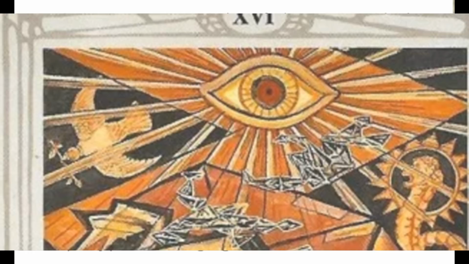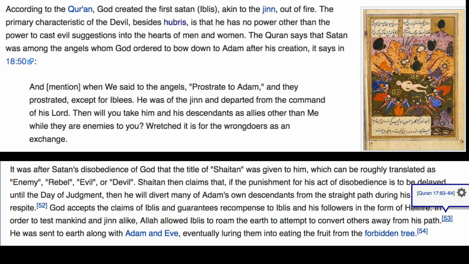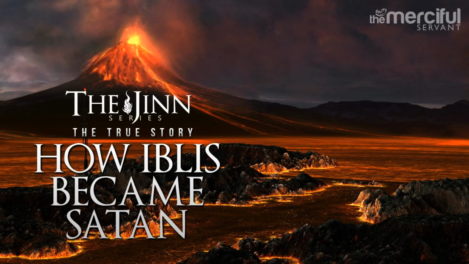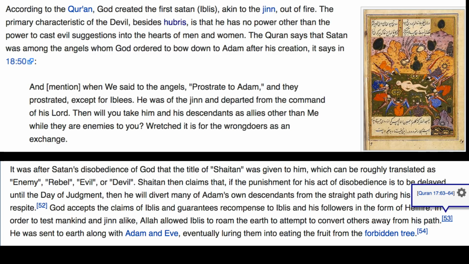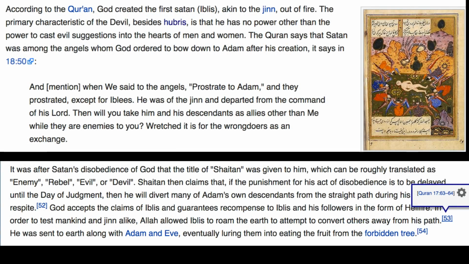So Iblis was noted as one of the disobedient ones. Okay, Iblis, the Ibis, Thoth. Indeed, it's suggested others followed Iblis out of heaven to plot their poorly planned revenge against the descendants of Adam. So Iblis took with him some of the other angels, right? Some of the other disobedient ones. It says here, according to the Quran, God created the first Satan, Iblis, a king to a jinn, out of fire. The primary characteristic of the devil, besides hubris, so fire can mean light, right? Out of light. And besides hubris, we're going to read about what hubris means, is that he has no power other than the power to cast evil suggestions into the hearts of men and women.